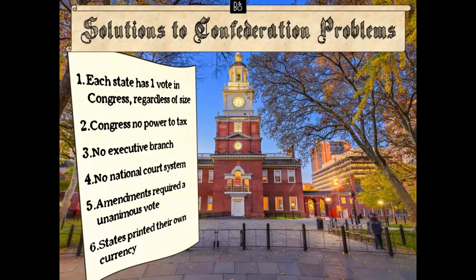So then, towards the end, here are some of the problems that we have talked about under the Articles of Confederation, and then we're going to talk about some of the solutions. So first one being each state has 1 vote in Congress regardless of its size. And now we talked about the Great Compromise, how the Congress will be broken up into 2 parts, the Senate, where each state has 2 representatives, and then the House of Representatives, where it's going to be dictated by the population size of each state.